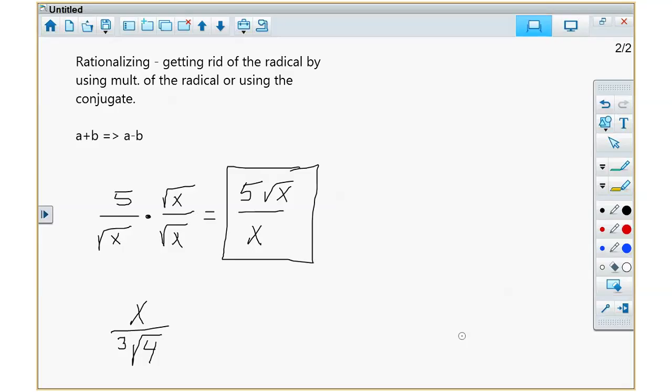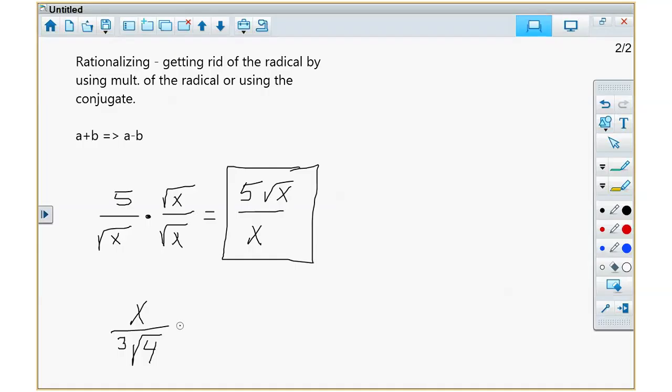Well, you could do cube root of 2. What's your first cube root? Well, you got to know your cube roots. Cube root of 1 is 1. Cube root of 8 is 2. Cube root of 27 is 3. Cube root of 64 is 4. You could use cube root of 16, or you could use the cube root of 2.